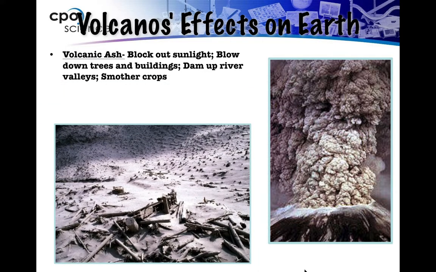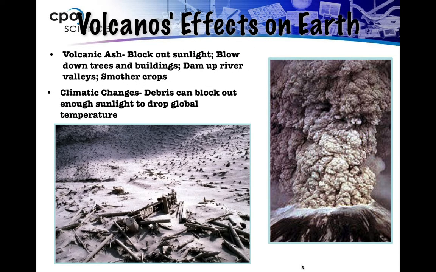So, volcanoes' effects on Earth, just to talk about a couple of things. When volcanoes erupt and they emit a lot of ash into the air, they have the ability to block out sunlight. As we saw in that picture, they can blow down trees and buildings, and dam up river valleys. They can also smother crops. That has the potential to kill a vast amount of people afterwards, because of the killing of the food source. They can actually drop the temperature on Earth.